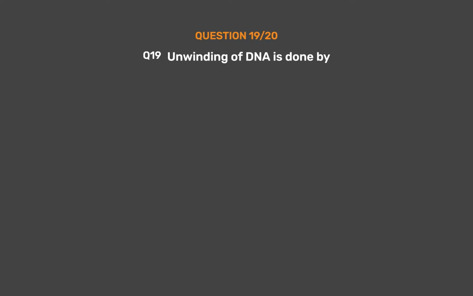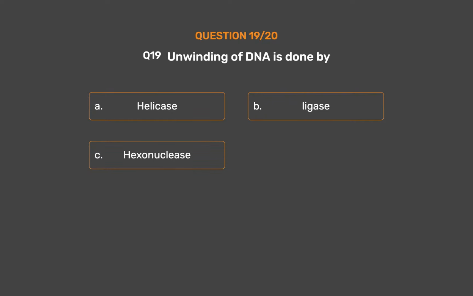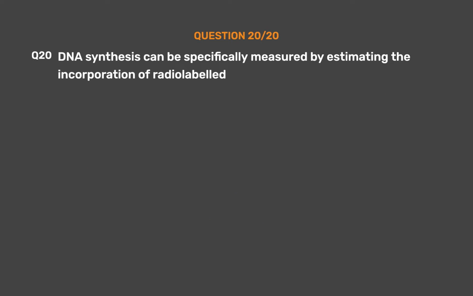Question number 19. Unwinding of DNA is done by option A. Helicase. Option B. Ligase. Option C. Hexanuclease. Option D. Topoisomerase. The correct answer is option A. Helicase.